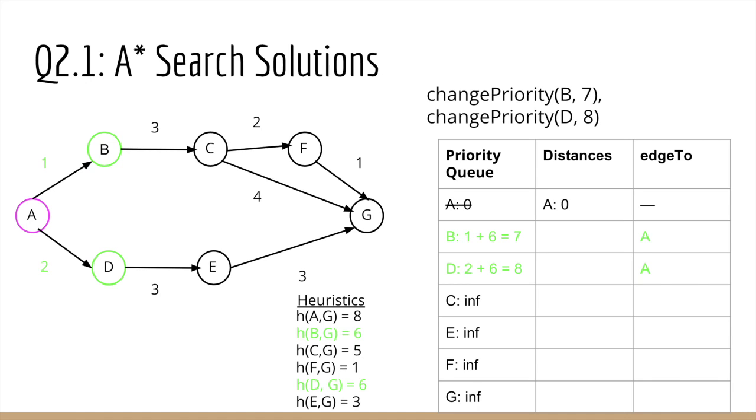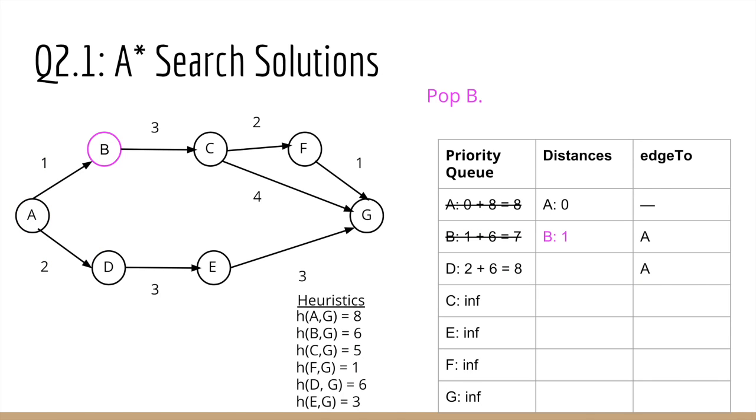So our current priority for B is 7. For D, the edge weight is 2, and adding the heuristic value of 6 gives us a priority value of 8. And since B and D are both currently infinity, we update both of them. Our next node to pop is B. B is pointing to C, and the current distance along the path is 4. Adding the heuristic value of 5 to this gives us 9, and we again update the queue.